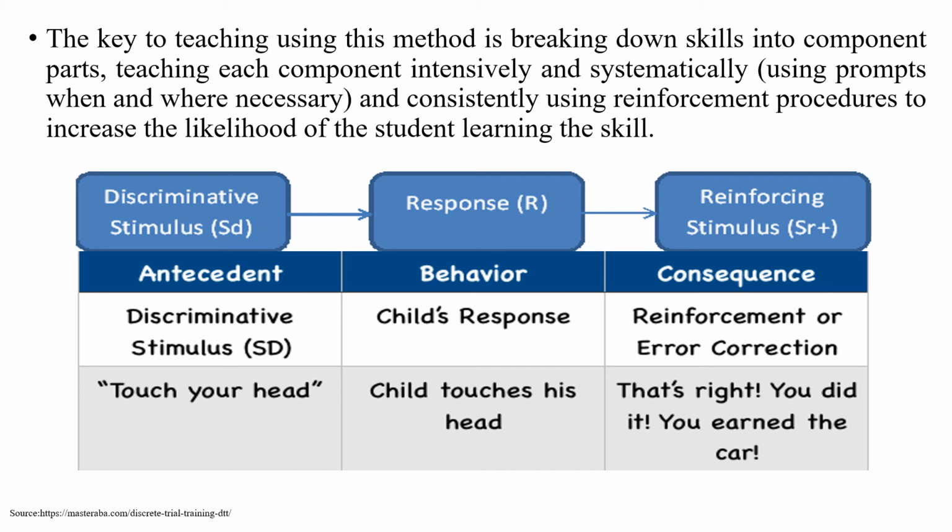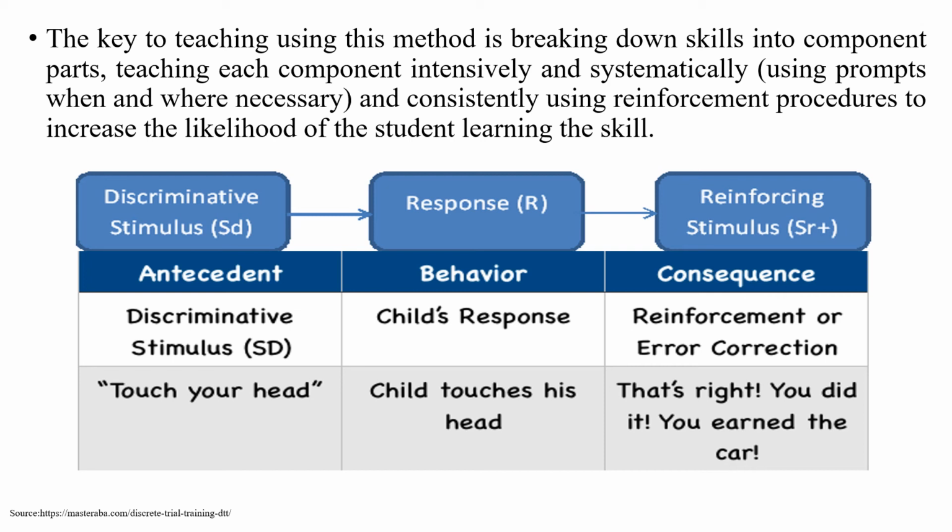If you are asking the child to touch the head, that is what we desire, is it not? So the discriminative stimulus, the antecedent, the thing which stimulates that particular activity to happen in the child, we will instruct: touch your head. The expected behavior is the child has to touch his or her head, is it not? The child performs that behavior.